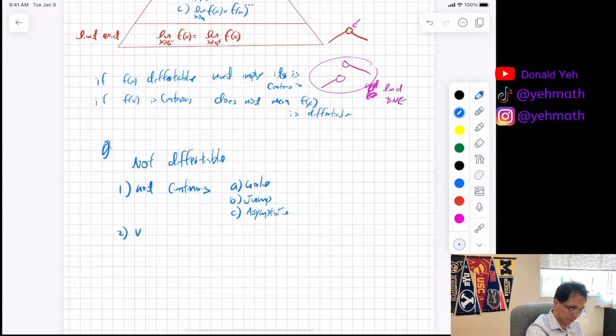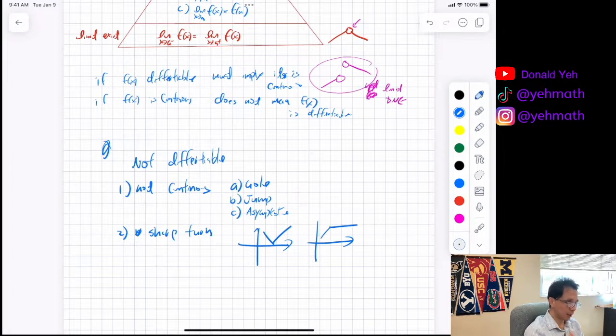Second, sharp turn. Why is a sharp turn not differentiable? Well, you don't want to have this, or you don't want to have this. That's a sharp turn. All sharp turns are not differentiable.